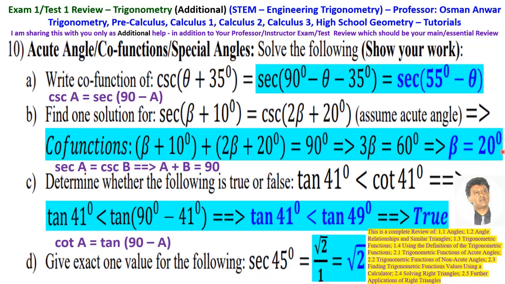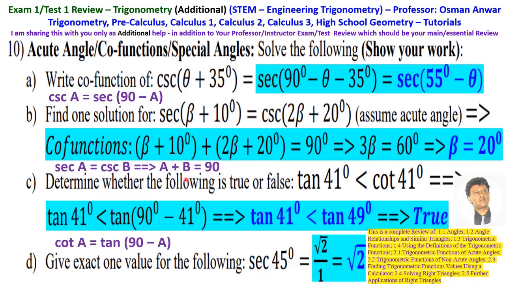Then beta is 20. And indeed, if you add, beta plus 10 is 30, and 2 beta plus 20 is 60. That is, sec 30 is equal to cosec 60.